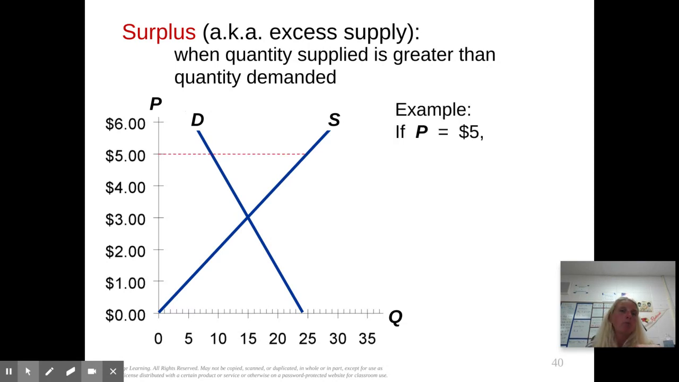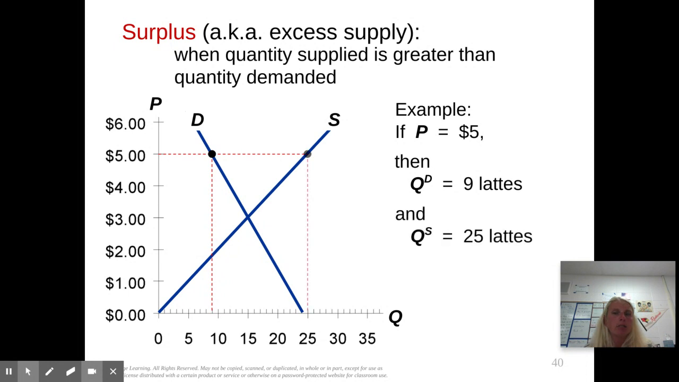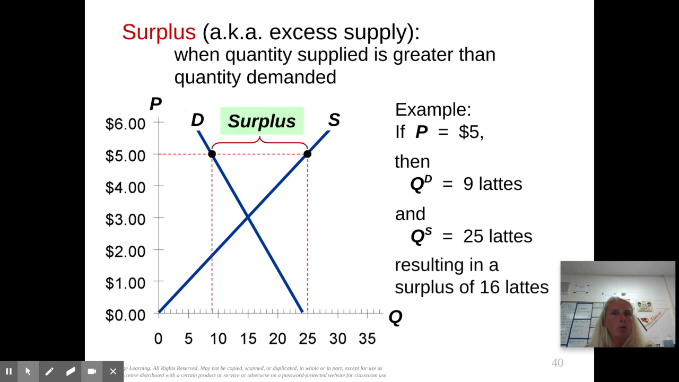So let's say the price is $5 for a latte. When we are looking at the store, we're like, okay, there's about 9 of us who would want them. The quantity demanded would be 9. But suppliers are like, I like that high price. I'm going to sell a lot. They're going to sell 25. So that means that there are 16 lattes just sitting around. They might be willing to sell it at that price, but no one's buying them. So you have a surplus and you have way more than you need.